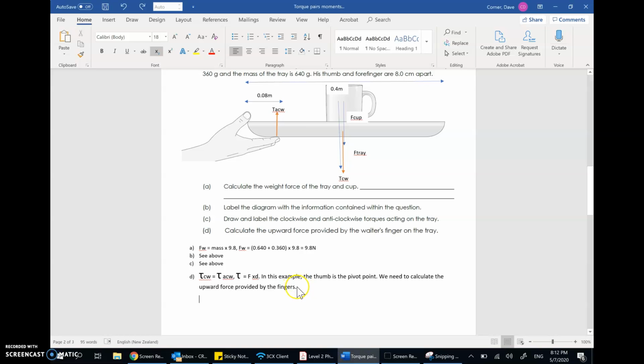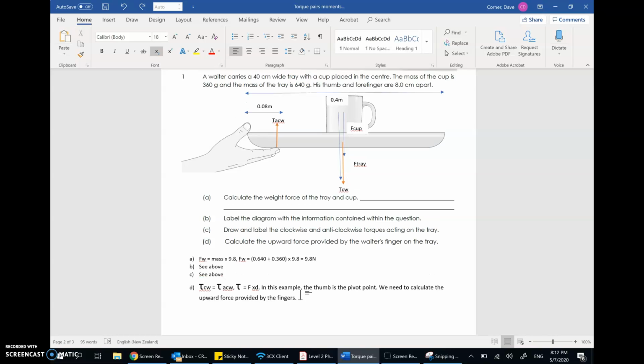Last part of this question asks us to work out the upward force provided by the waiter's fingers on the tray. You'll notice I've still started off the answer in the same way, stating that the clockwise torques are equal to the anti-clockwise torques. In this particular example, it's the thumb that is the pivot in the system.